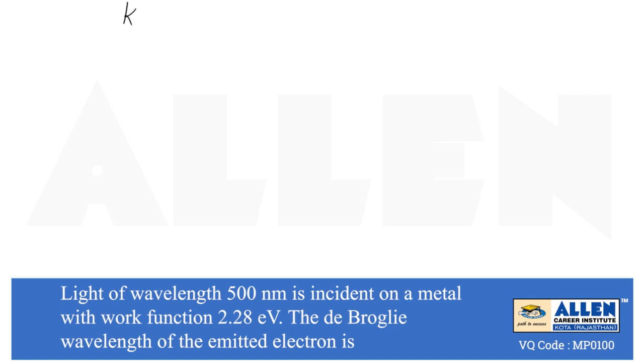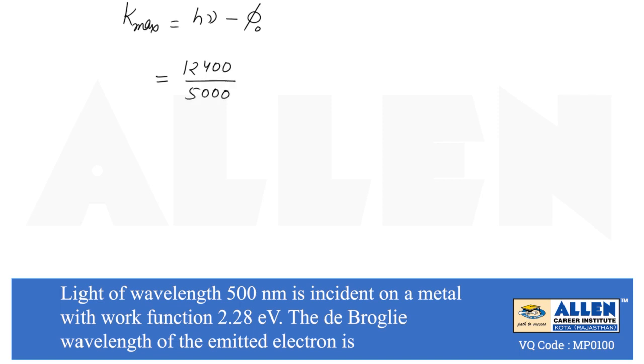Now, I am using Einstein's photoelectric effect equation, which says that the kinetic energy of the fastest electron is equal to the difference of the energy of the photon and the work function. In the question, the wavelength of light is given in nanometer, which can be converted into angstrom. So I am going to use the formula 12,400 upon 5,000.